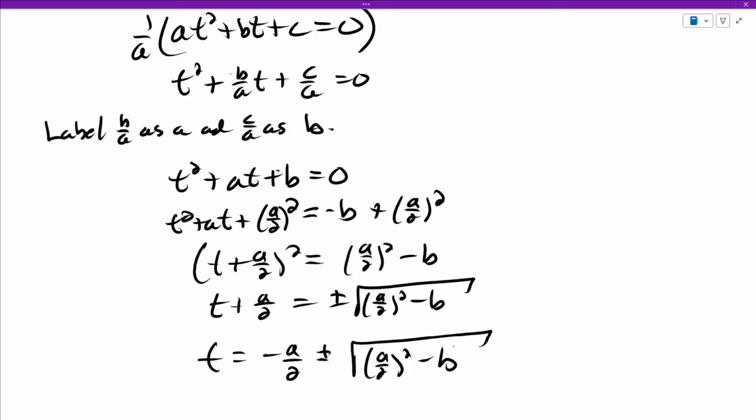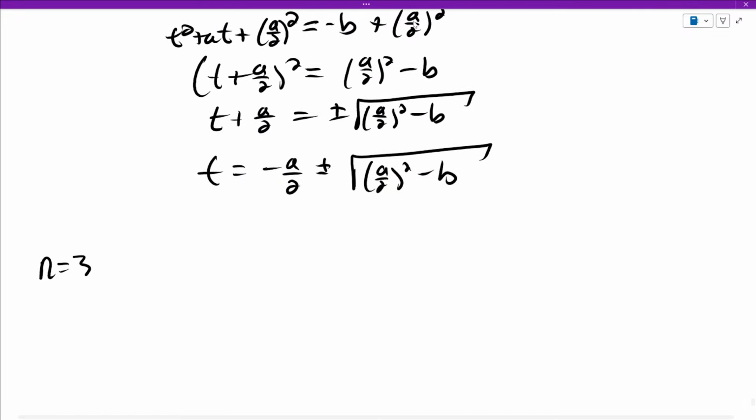Now, this may not look like the usual quadratic formula that you know and love, but if you were to square the a over 2 squared, put this under a common denominator, a 2 is going to pop out, and you can bring it under the same fraction, and it will in fact be the quadratic formula you know and love.